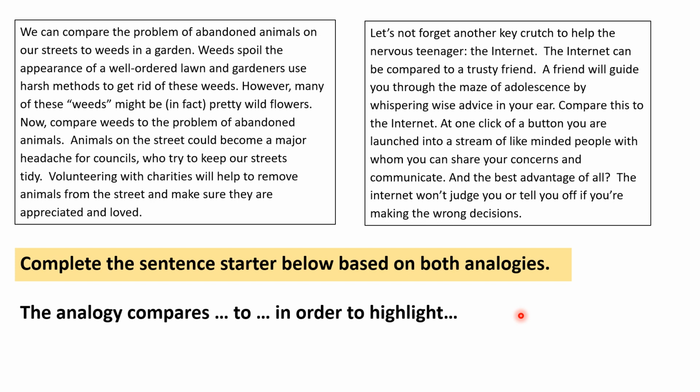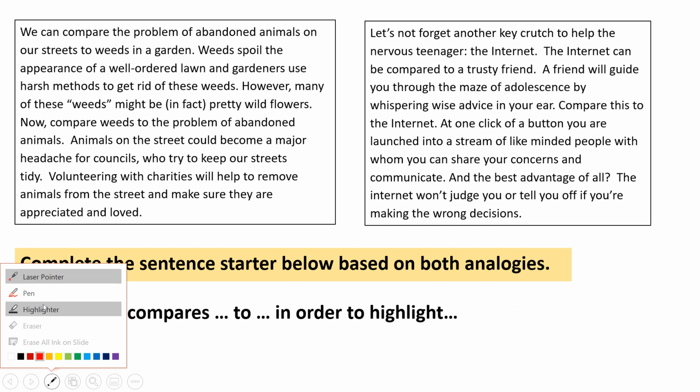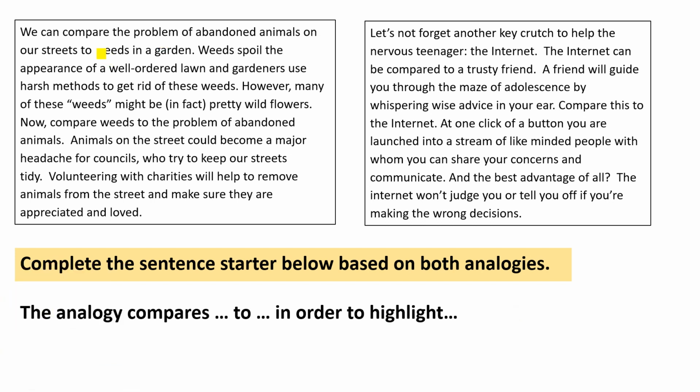Okay, so you should have figured out that the analogy is comparing weeds in a garden to the problem of abandoned animals, and that is in order to highlight the necessity of volunteering with charities to help remove animals from the street and make sure they are appreciated and loved.